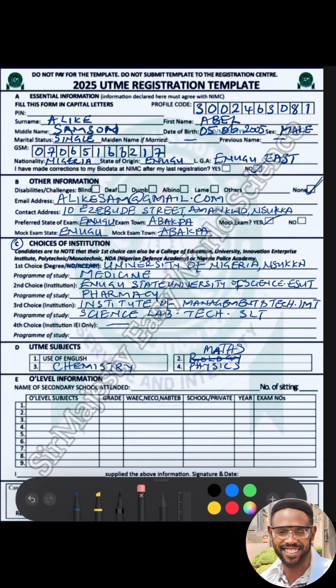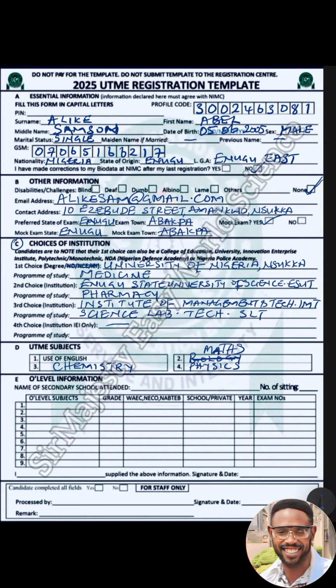Okay, so in this last part, that's the O-level information. That's your results. You have to fill in the school you attended. Maybe you attended Easy World College.